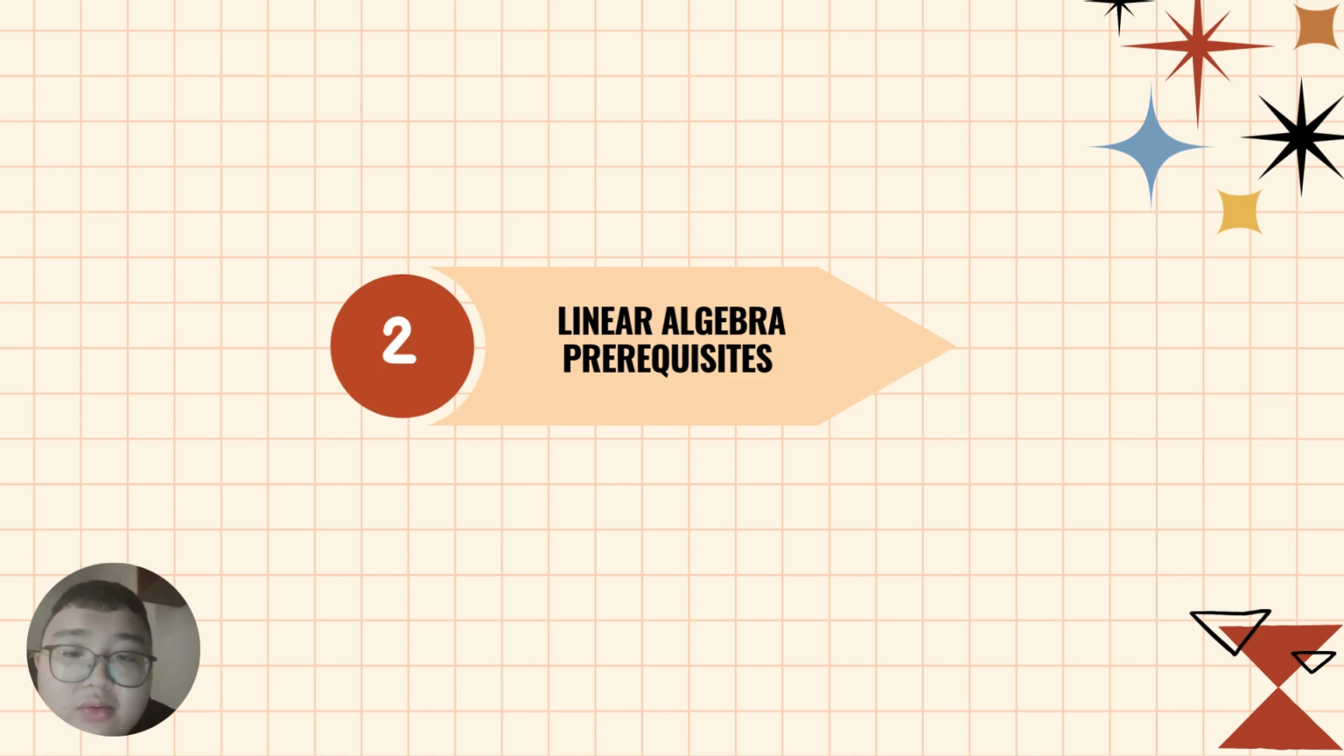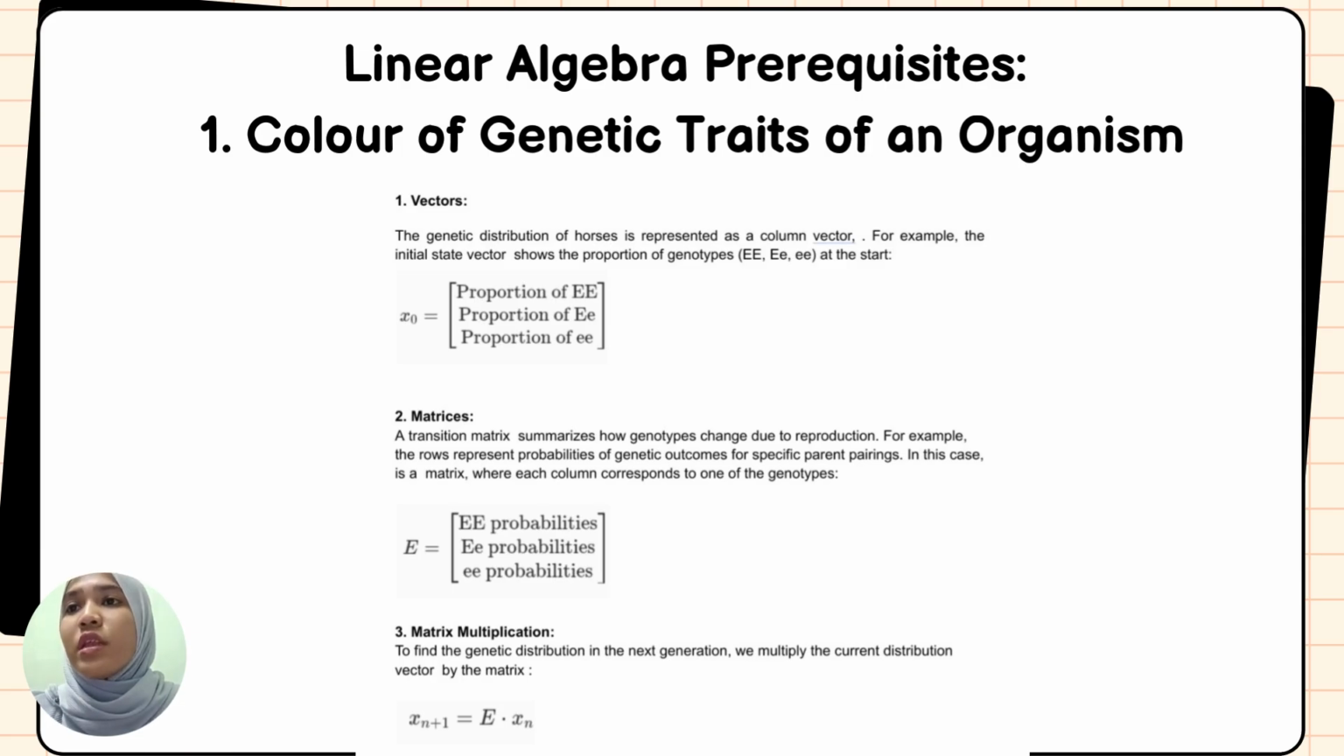Okay, now we will go to the second part, which is the linear algebra prerequisites. For the first, the linear algebra prerequisites for the color of genetic traits of an organism, there are three. The first one is vectors. The genetic distribution of horses is represented as a column vector. For example, the initial state vector shows the proportion of genotypes, which are double capital E, capital E and small e, and double small e. At the start, x0 is equal to the proportion of double capital E, the proportion of capital E and small e, and the proportion of double small e.